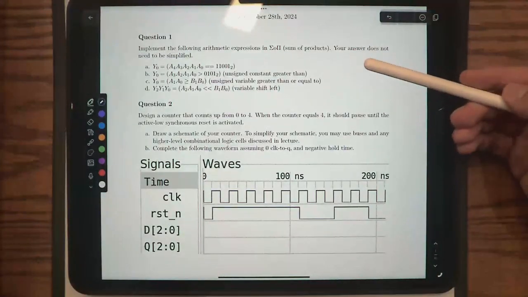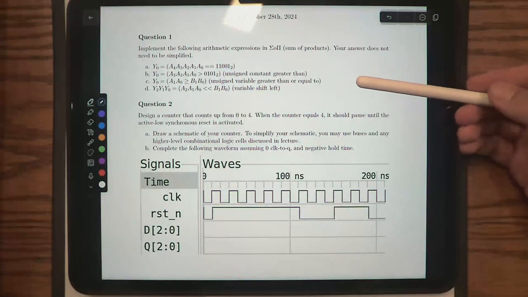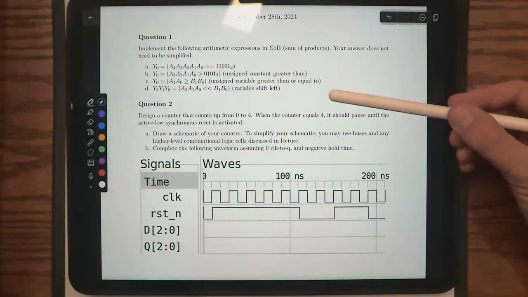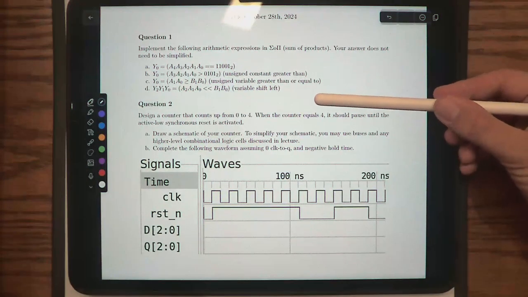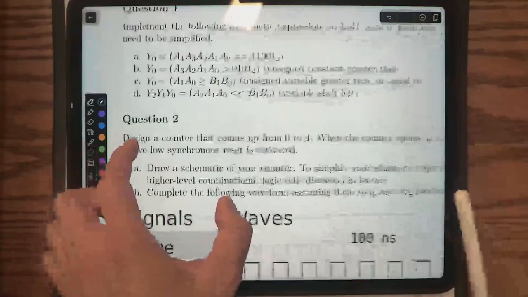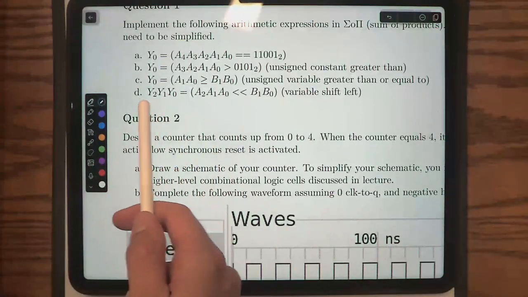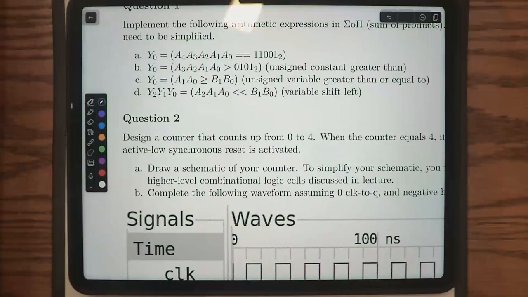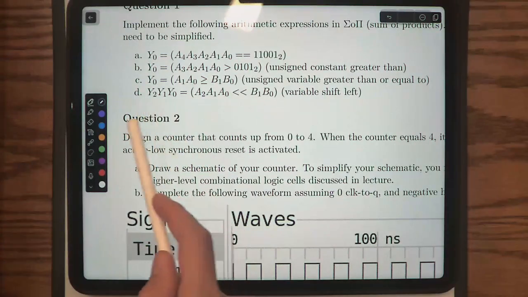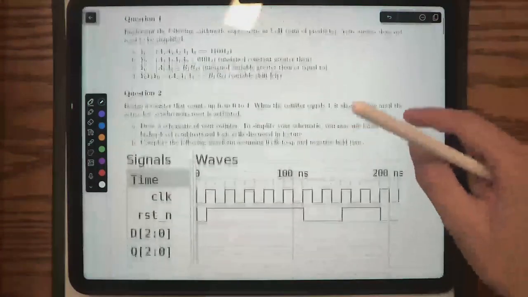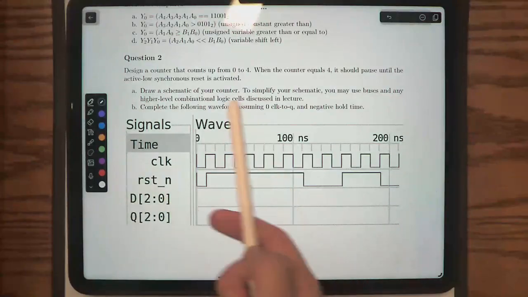Did this question make sense to everyone? Yeah, question? For part D, should we have a different sum of products equation for each output? Exactly, yeah. Y2, Y1, Y0 are all three different outputs, so you will need three different sum of products, one for each of these. Okay, I want to go over this one.